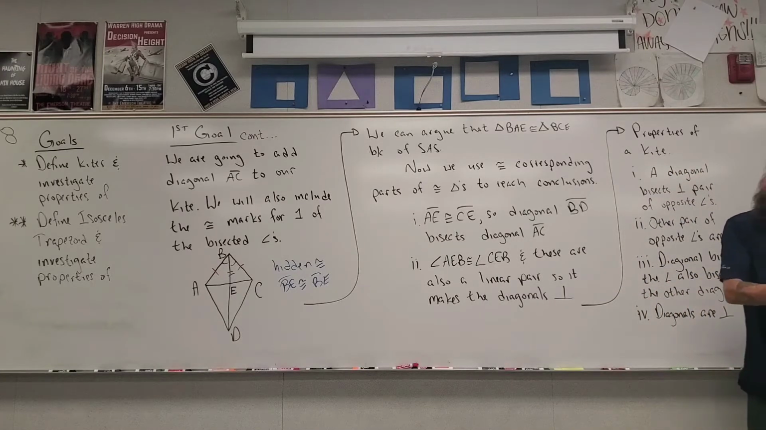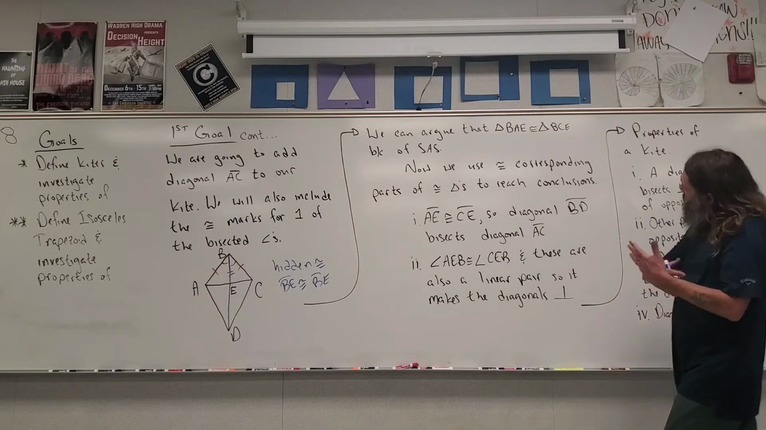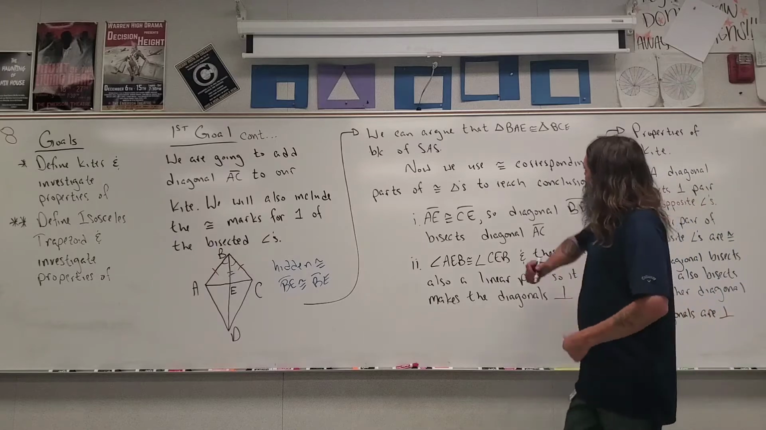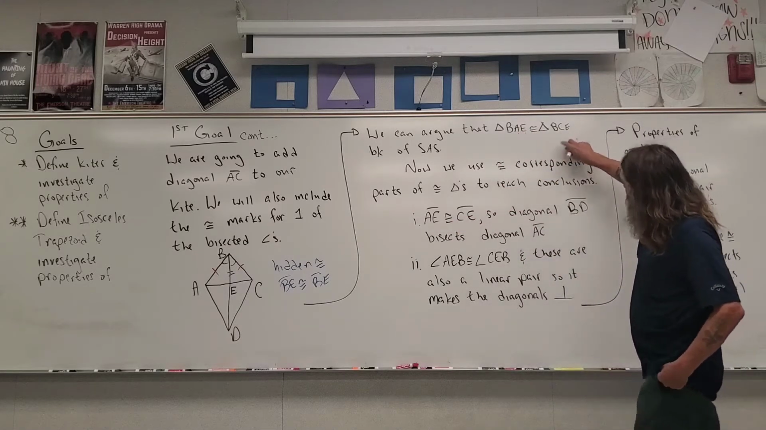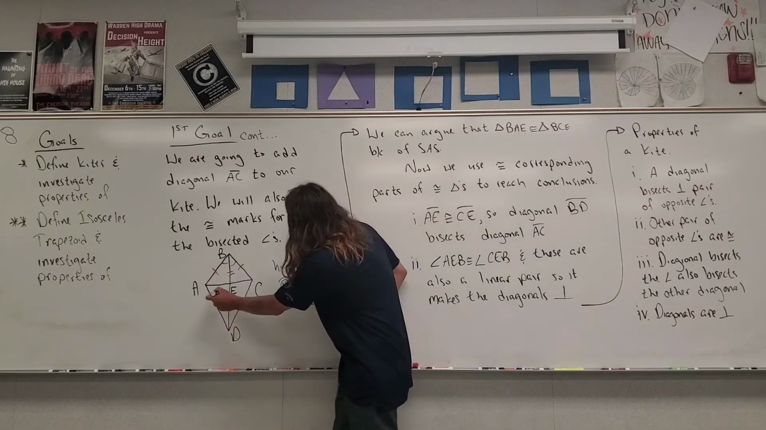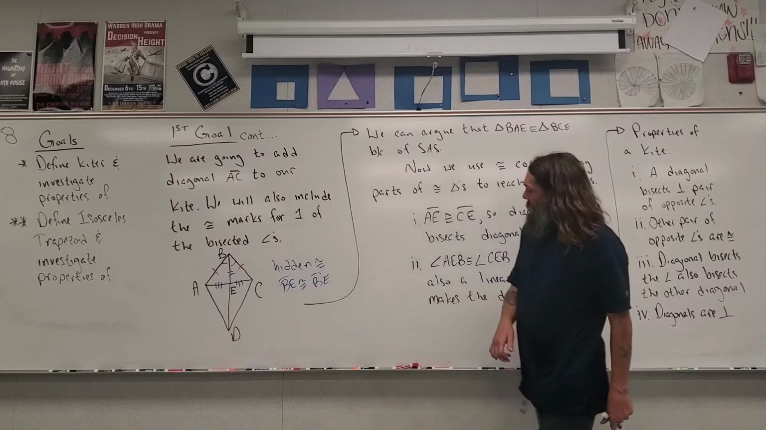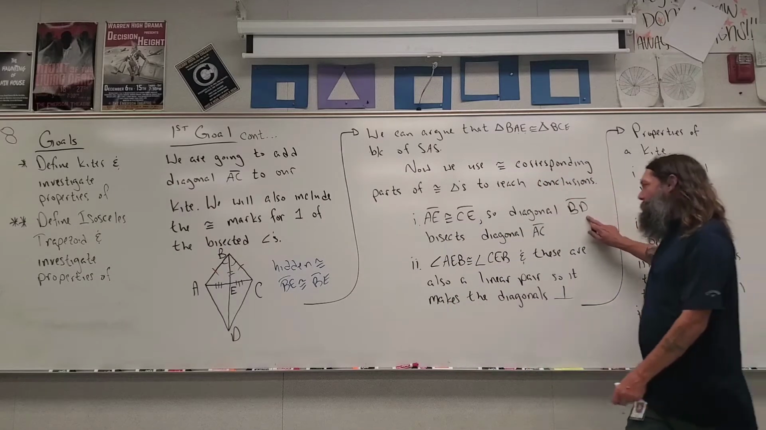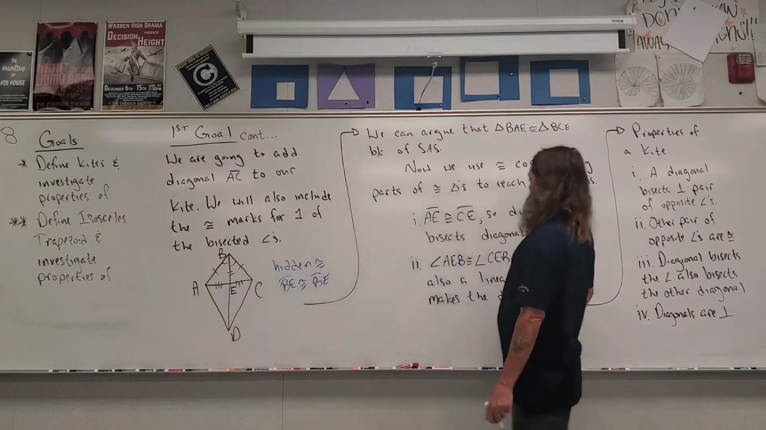We can now get into the congruent corresponding parts, right? So we're going to use these parts to reach conclusions. First off, I can say that side AE is congruent to side CE. And so what that means here is I have that result. And what that result means is that diagonal BD bisects diagonal AC.